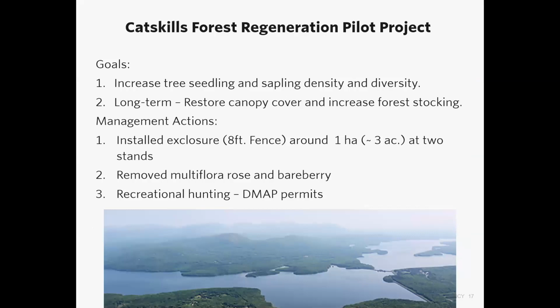To address these challenges, we established two goals: again, increase tree seedling and sapling density, and also the diversity of species to make the forest more resilient. The long term goal was to restore the canopy cover and increase forest stocking. The management actions that we took: we installed deer exclosures, an 8-foot high fence, in 2 stands that were approximately 3 acres each in size. Our invasive species team removed invasives, including multiflora rose and barberry, from those areas. Additionally, I just wanted to mention that this landscape is also hunted through a recreational hunting program. And in some instances, deer management assistance program permits were required to take more doe from the area.